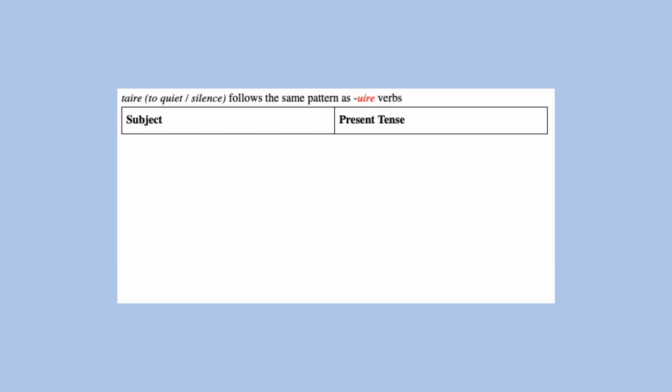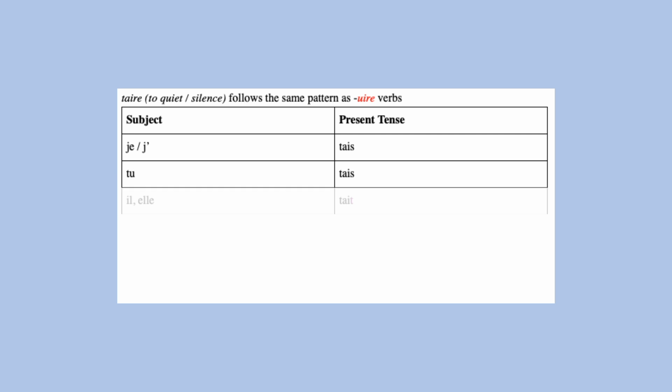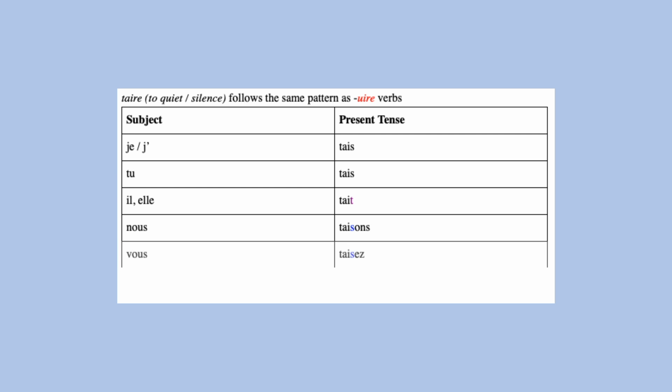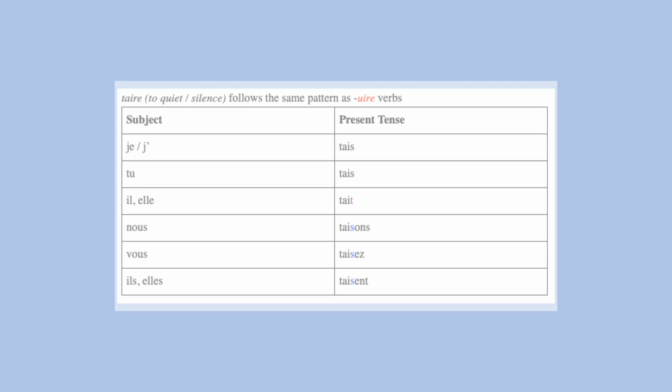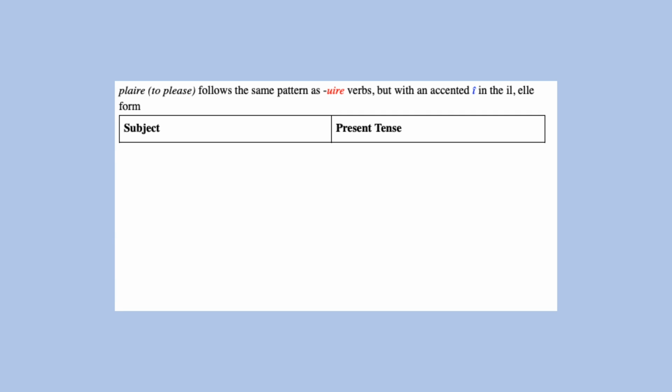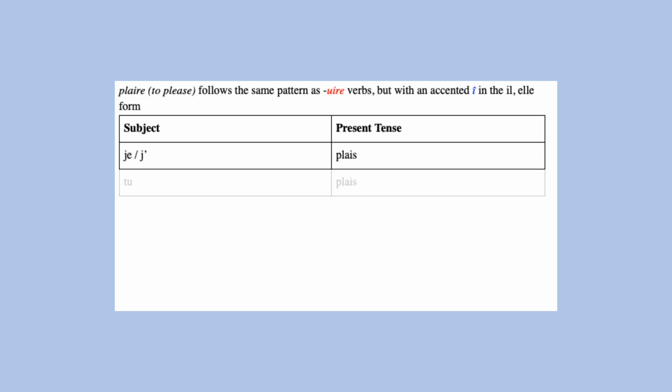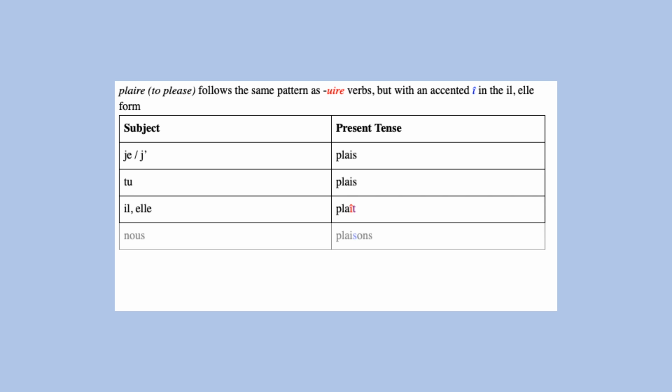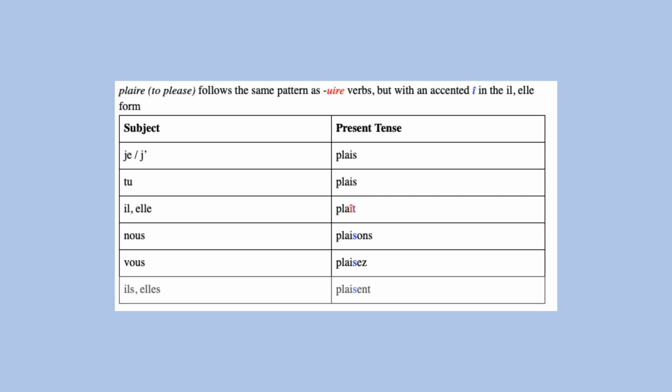Taire follows the same present tense pattern as -uire verbs: tais, tais, tait, taisons, taisez, taisent. Plaire follows the same present tense pattern as -uire verbs, but with a circumflex accented i in the il form: plais, plais, plaît, plaisons, plaisez, plaisent.